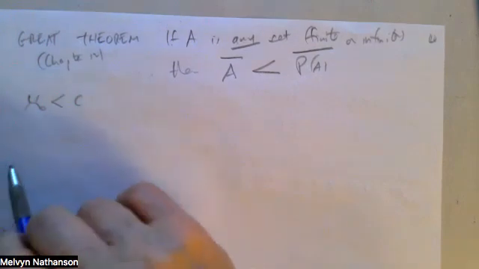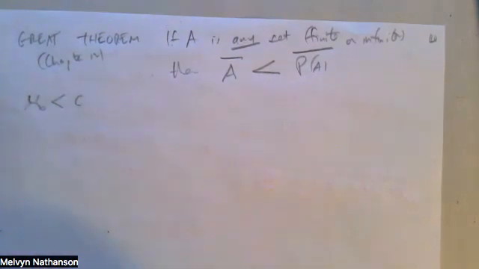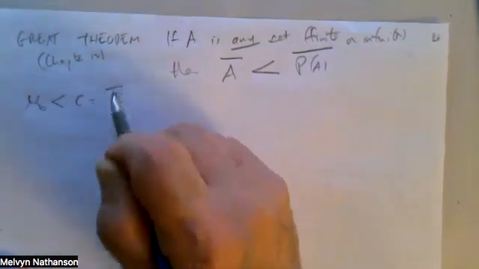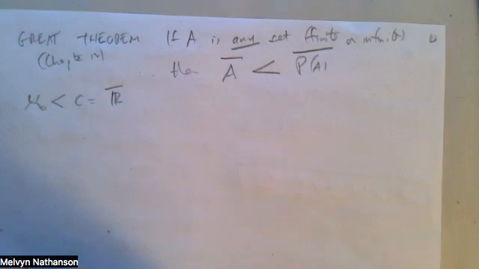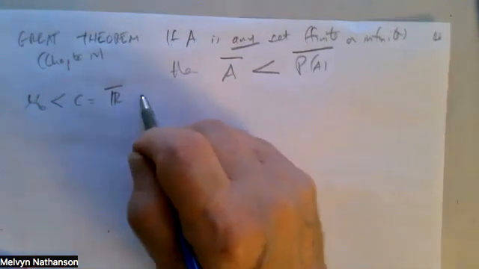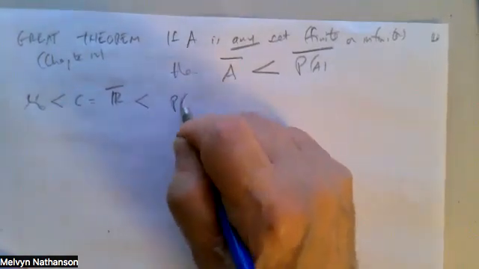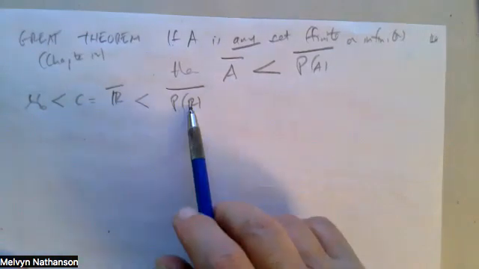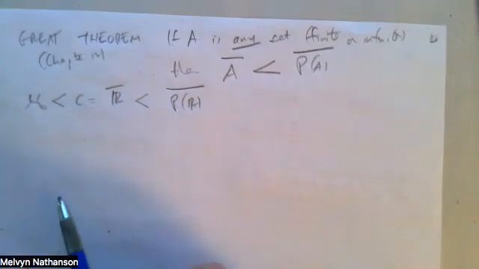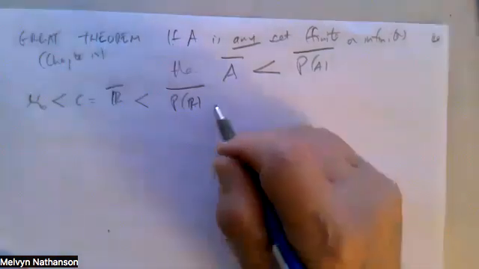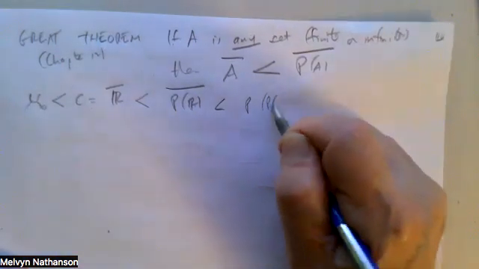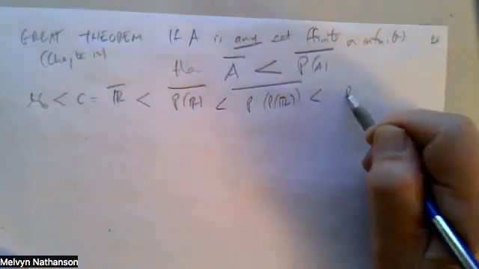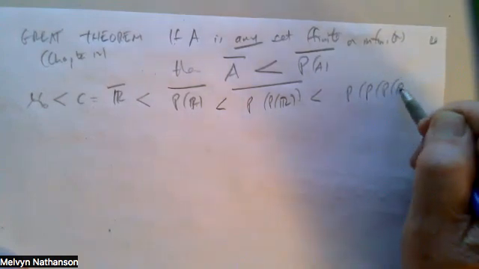Or let's put it this way. The cardinality of the continuum, C, is the cardinality of the set of real numbers. This is going to be strictly smaller than the power set of the real numbers. So this is an infinite number bigger than C. And this will be less than the power set of the power set. And this will be less than the power set of the power set of the power set.